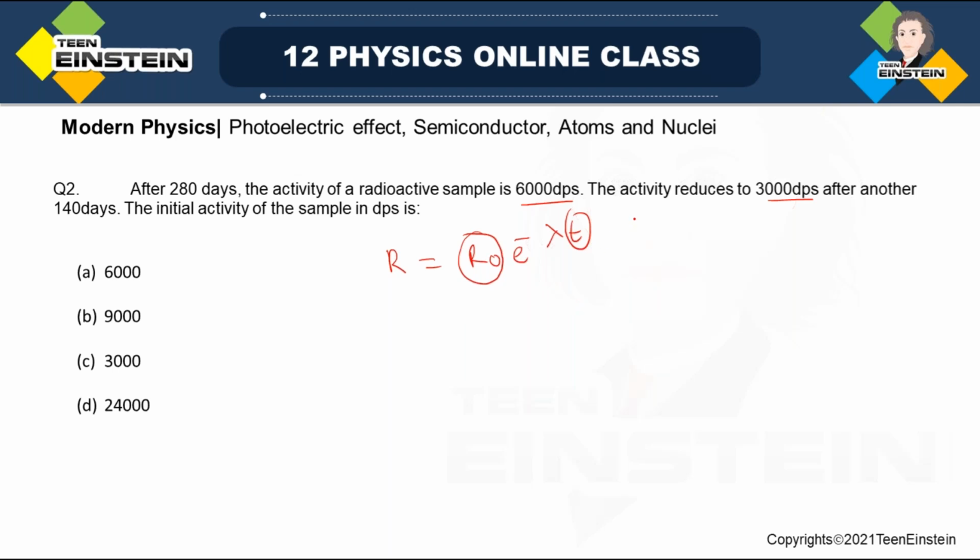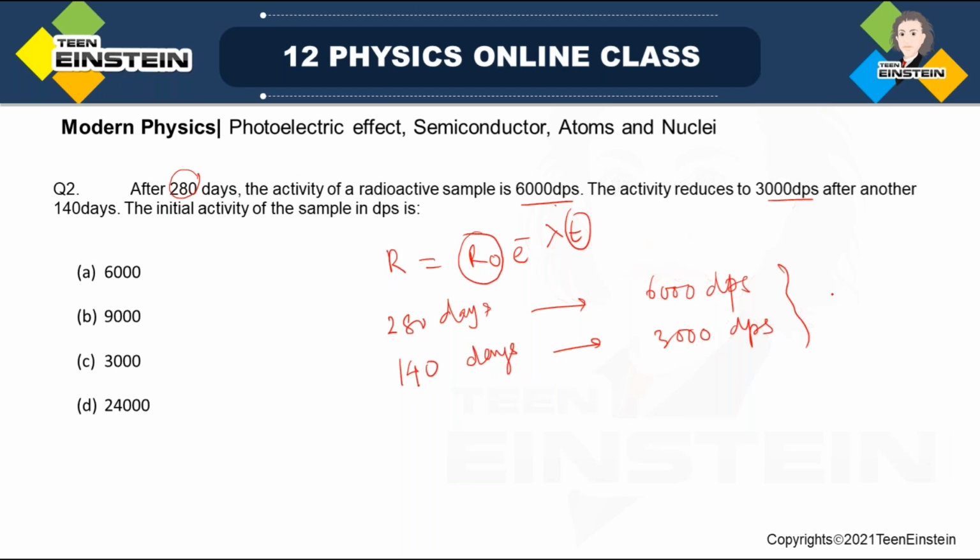Look, there is a clue over here. The activity in 280 days is 6000. So after 280 days the activity is 6000 dps, and another 140 days, it is becoming like this. That means in this case, the disintegration is happening for exactly half of the nuclei. Half of the nuclei decays here.